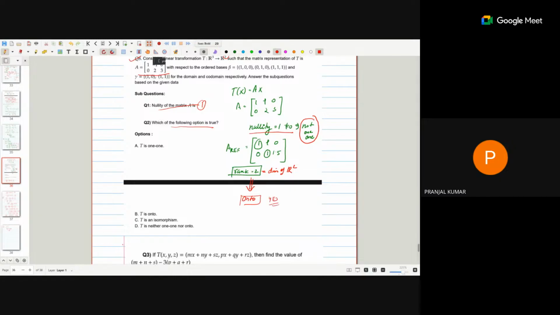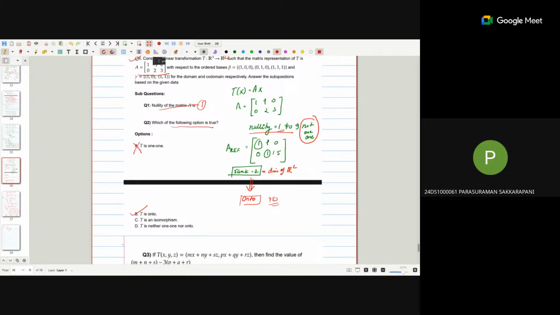Is it 1-1? No, because the nullity is non-zero, so it is not 1-1. So is T onto? I think T is onto, but not 1-1. So this option is wrong.